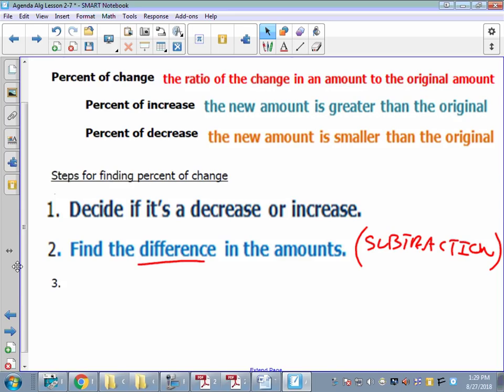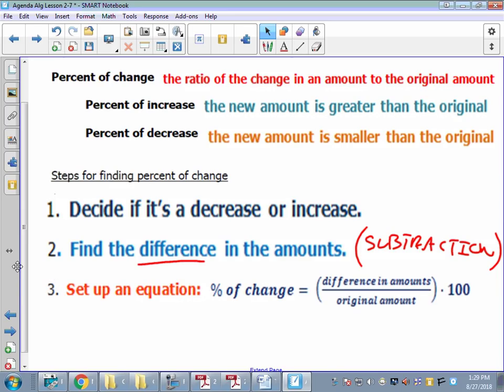And then after we do the subtraction, we want to set up an equation of percent of change. It's going to equal the difference in the amounts. So that's where our subtraction problem comes in. That's the difference of the amounts over the original amount, whatever the price was originally. And then multiply that by 100, because we're dealing with percentages, to find our percent of change. Just like finding your test scores or quiz scores, you divide points you got over the total number of points, multiply by 100, and you get your percent. So the same deal here.